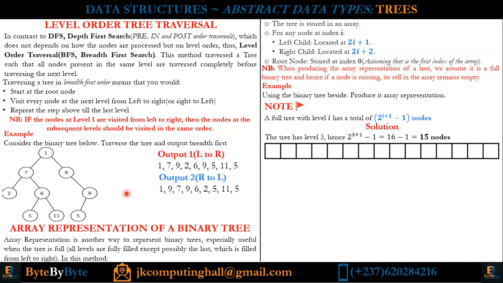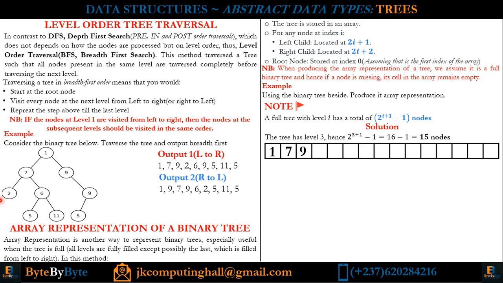First of all, I have my root in the first cell, as you can see. I'm done with level 0. I come to level 1 now: 7, 9, as you can see. Then I come to this level. We assume that the tree is full. Normally, 2 was supposed to have its 2 children, as you can see.